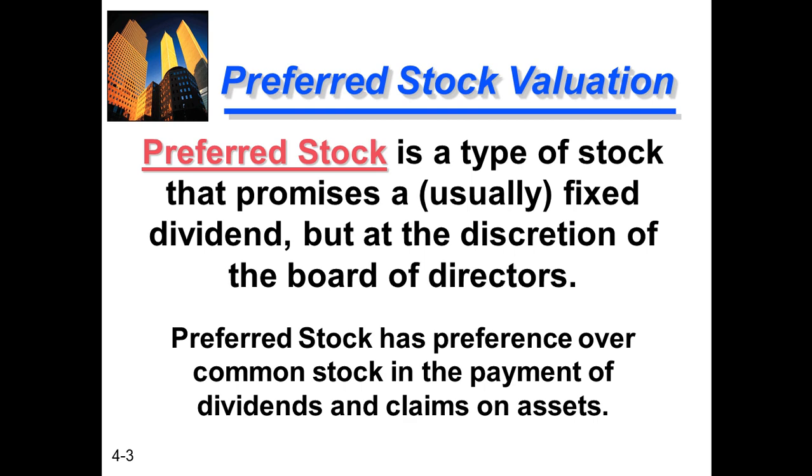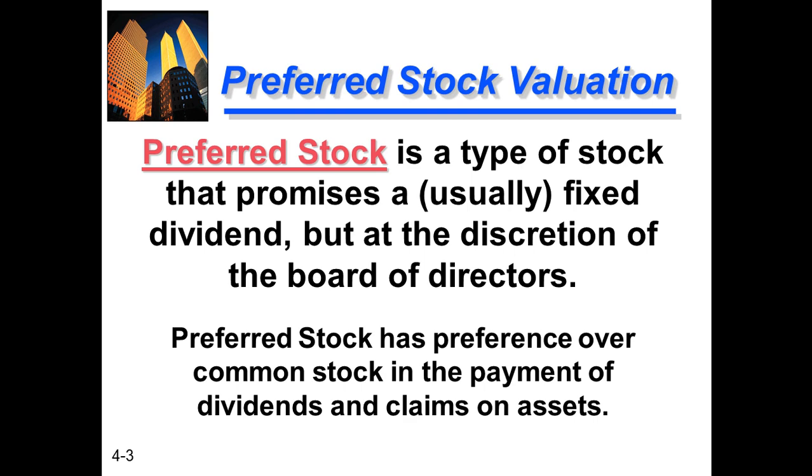So first, let me start with the very first topic, that is preferred stock valuation. First we must know what preferred stock is. Preferred stock is a type of stock that promises a usually fixed dividend. It means that when the stock is issued with a fixed dividend, it is called preferred stock, and it is the same like the perpetual bond. Bonds also have fixed interest, and preferred stock also has fixed dividend. So only the name is changed. That is called bonds, and this is called preferred stock. That is called fixed interest, and this is called fixed dividend.